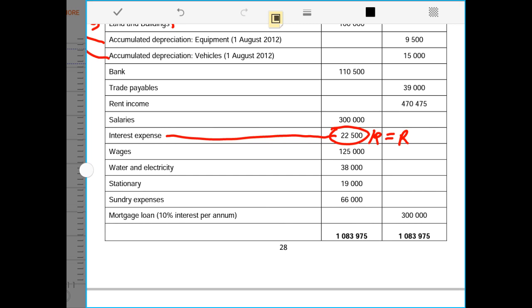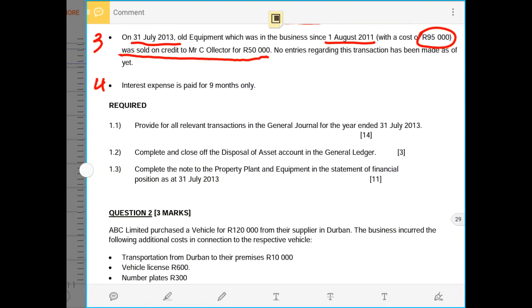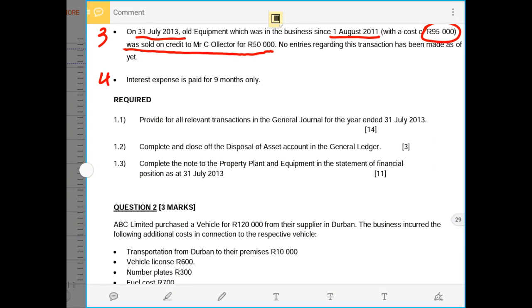And if we say 22,500 divided by 9, that will give us an amount of 2,500 rands, and we times that by 3, it will give us the amount of the interest that is accrued. So now we times that by 3, that will give us 7,500 rands. So that will be accrued interest expense. When we do that, I will just repeat it to you again when we go to the requirement for that interest. Now let me just go to what is required and check what we can do.